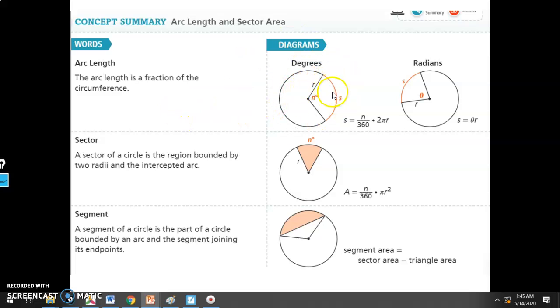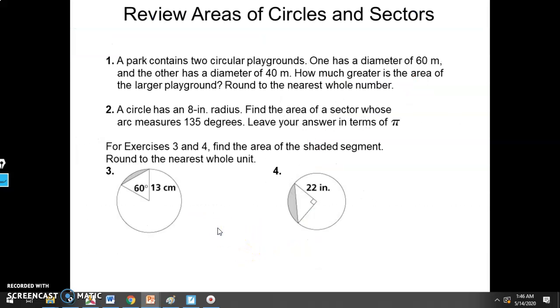Arc length is a distance on the outside of the circle that is a fraction of the circumference. A sector is a measurement inside, the area inside the circle, which is a fraction of the circle's area. And a segment is really a part of the sector, so you want to figure out the sector's area and then subtract the triangle. And that's it for the little review.